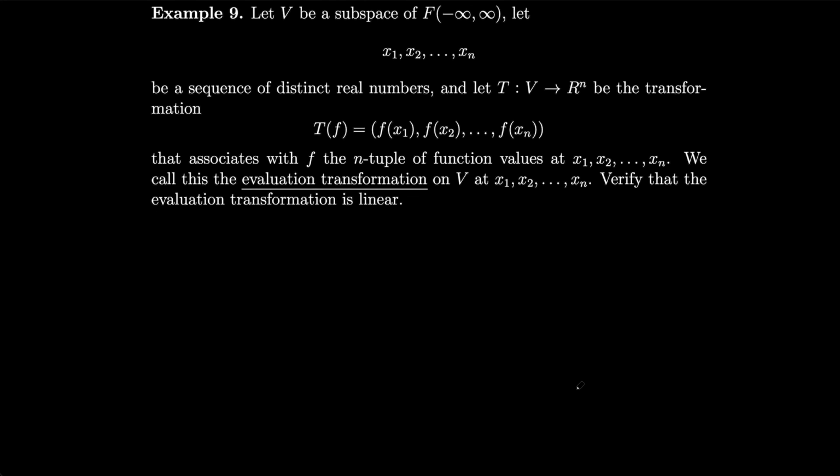Let V be a subspace of F(-infinity, infinity), and let x1 through xn be a sequence of distinct real numbers, and let T from V to Rn be the transformation T of f equals f of x1, f of x2, through f of xn, that associates with f the n-tuple of function values at x1 through xn. We call this the evaluation transformation on V at x1 through xn, because we're basically just plugging x1 through xn into f and putting them all together in an n-tuple. Let's verify that this evaluation transformation actually is linear.